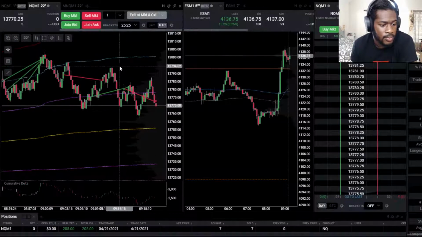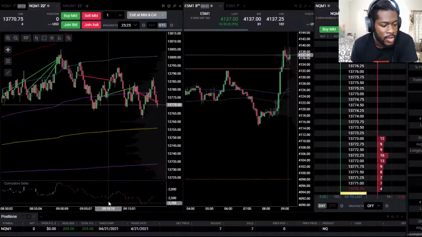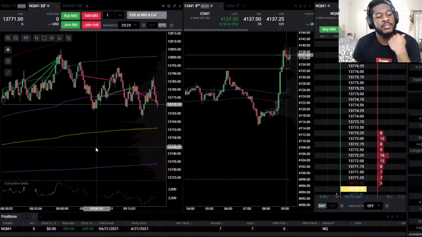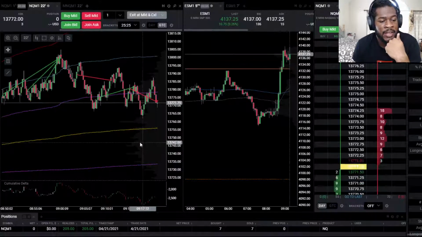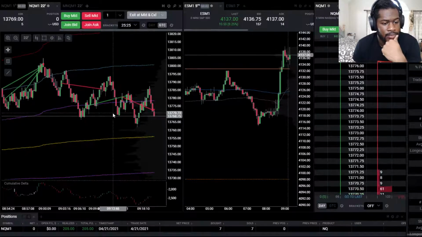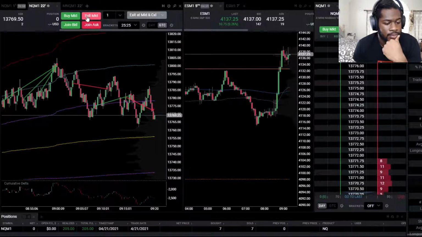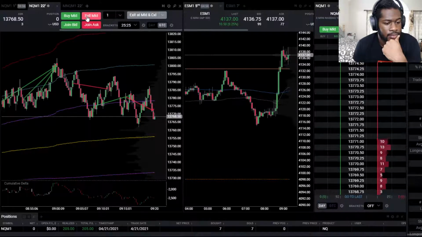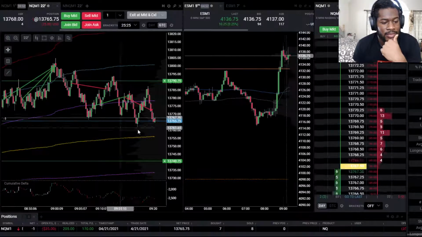Stop filled. Okay, so that one stopped us out. A bit of a loss there. Still up 200, 205 on the day. Order filled. Just going to go short right away.